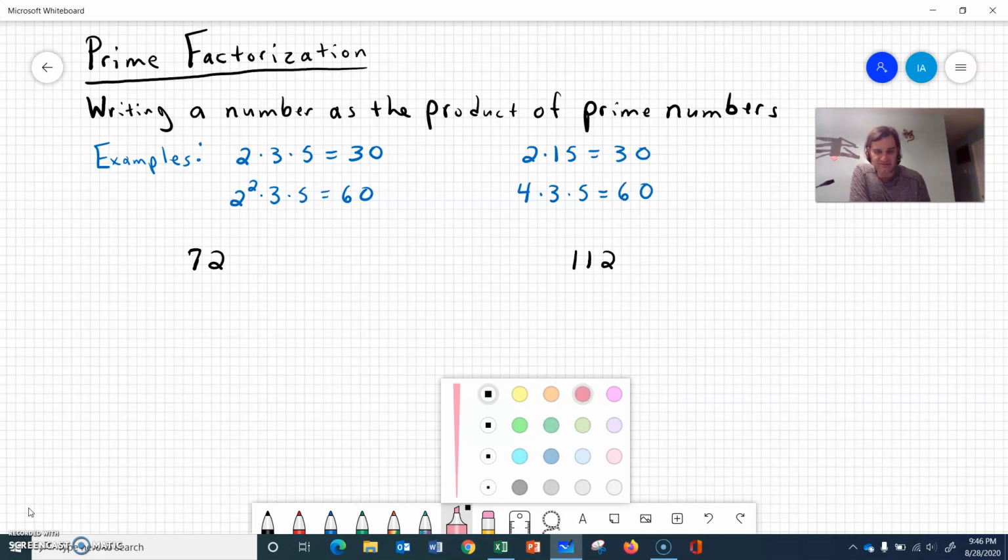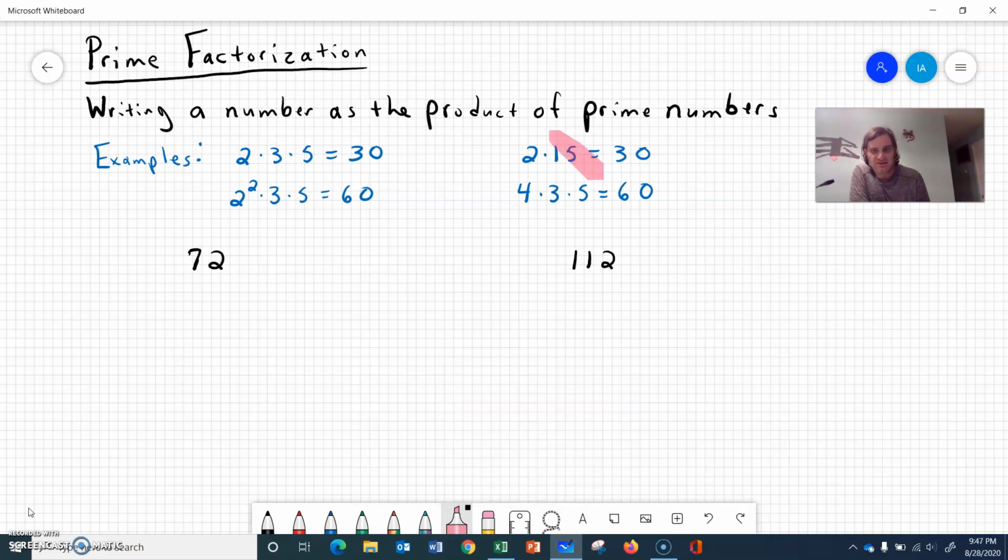Now if it was a bunch of 2's, you wouldn't want to write all those 2's, so you'll write 2 squared or however many. But over here on the right hand side, these are bad, because they're not broken down enough.